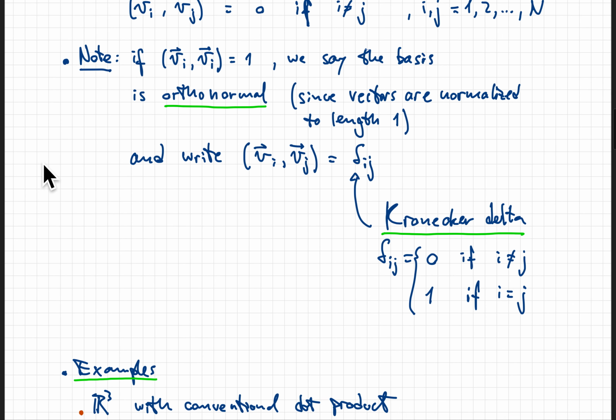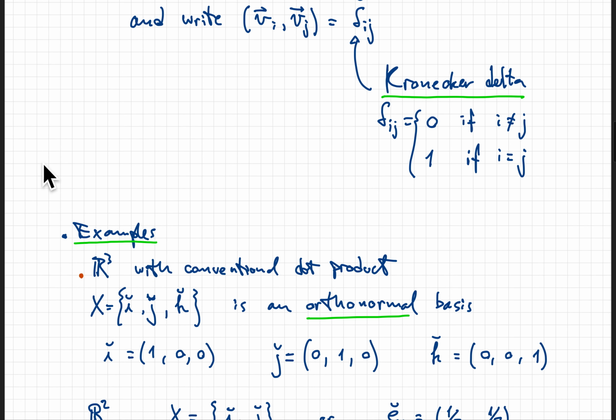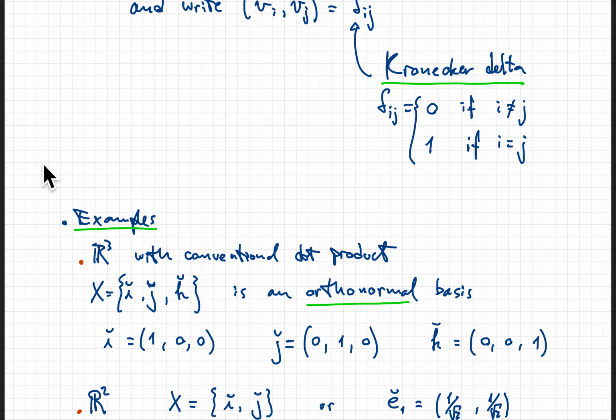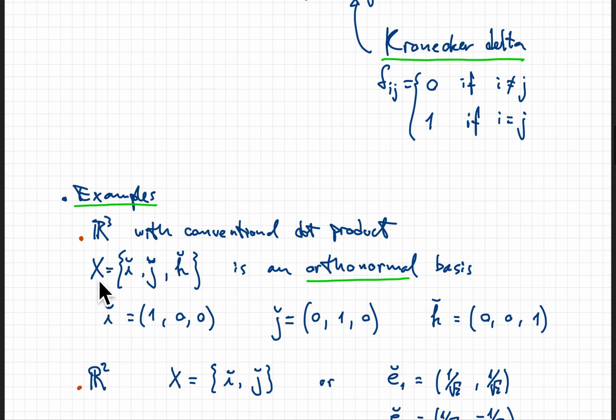So let's see some examples of orthonormal basis. In R3, armed with the conventional dot product, then you have an inner product space. We can take X, our set of vectors that form a basis, to be the unit vectors i, j, and k that usually are used to denote unit vectors pointing in the directions of x, y, and z. And that is already an orthonormal basis. Usually those have components (1, 0, 0), (0, 1, 0), and (0, 0, 1). And you can easily see that the inner product of i with j is 0, j with k is 0, k with i is 0. But if you do the inner product of i with itself, or j with itself, or k with itself, then all of those are equal to 1. So this basis is already orthonormal.